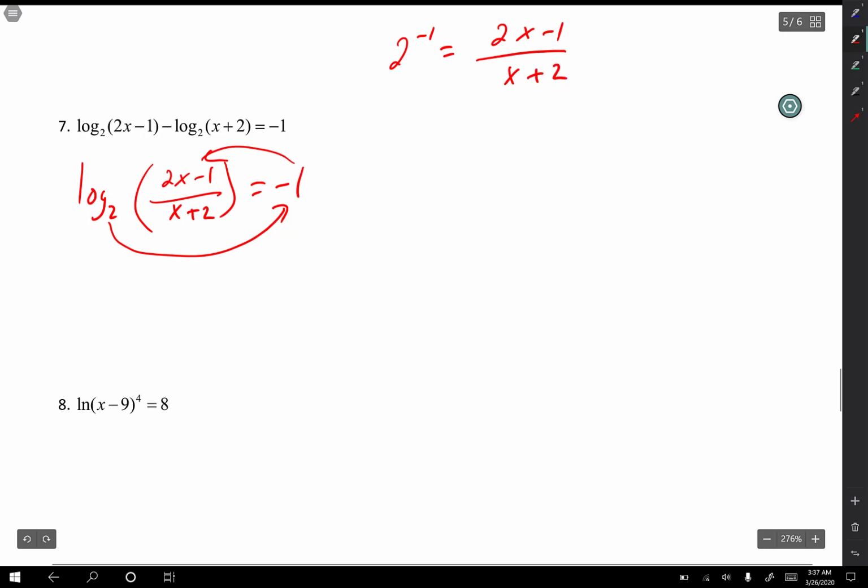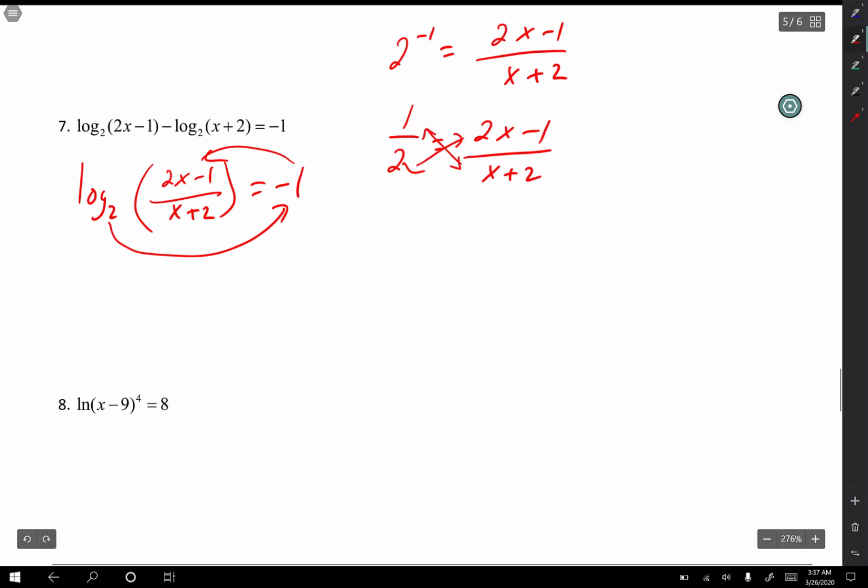And then I can hear you guys. Some of you guys are saying, Chavez, I need a calculator. There's no way that I can do this. Yes, you can, guys. You don't need a calculator for this. 2 to the negative 1 is just a half. So 1/2 equals 2x minus 1 over x plus 2. And then look, I have a ratio equals another ratio. You can just cross multiply, guys. So I'm just going to cross multiply.